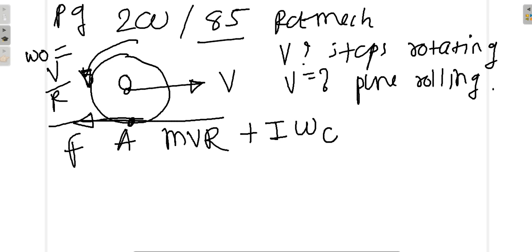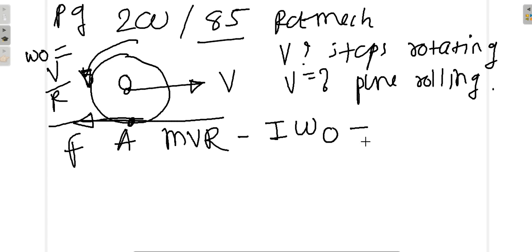Now I have made a mistake here deliberately. I have written this positive sign, which is incorrect, because we are taking clockwise direction as positive, right side as positive. Since it is opposing, I must write a negative sign here because it is in the opposite direction. So I must write this as minus and not plus. So the momentum in the beginning is mvr minus I omega naught.